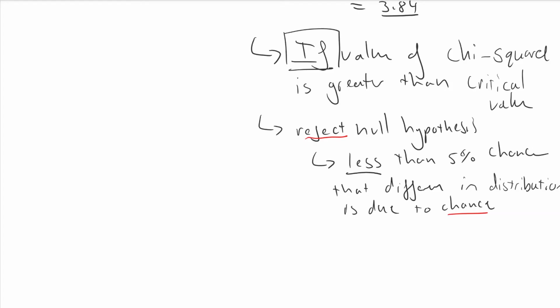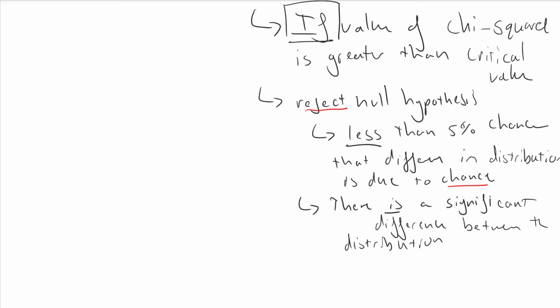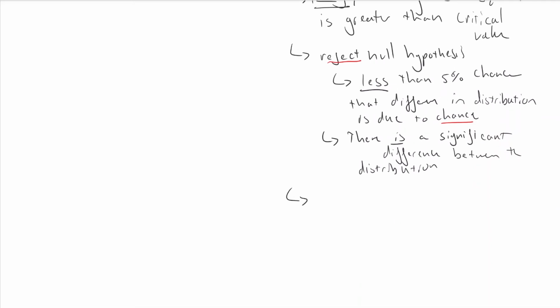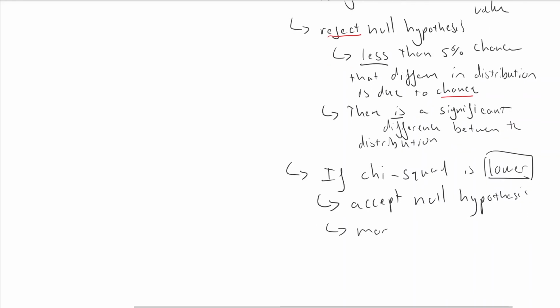And now you also need to know if the chi-squared value is lower than the critical value at 1 degree of freedom, you accept the null hypothesis, which is what would happen if there is no significant difference. And this means that there's a more than 5% probability that the difference in distribution is down to chance. This means no significant difference between the distribution of the animals. And so your statistical test has proved that light or dark doesn't affect these animals.